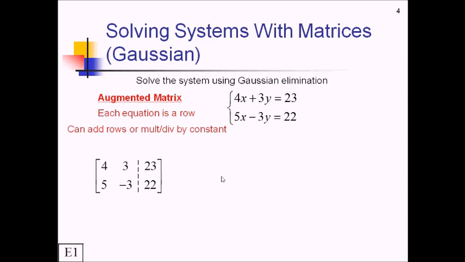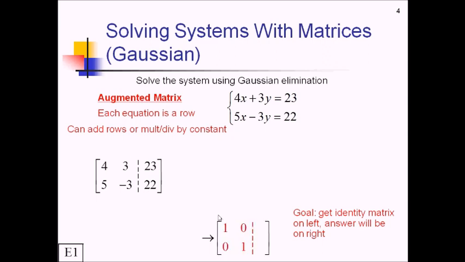Our goal in doing this is to get the identity matrix on the left, and then the answer will be on the right. So the identity matrix, just to review from way earlier, that's a matrix where you have ones going diagonally down to the right, and everything else in each row is a 0.